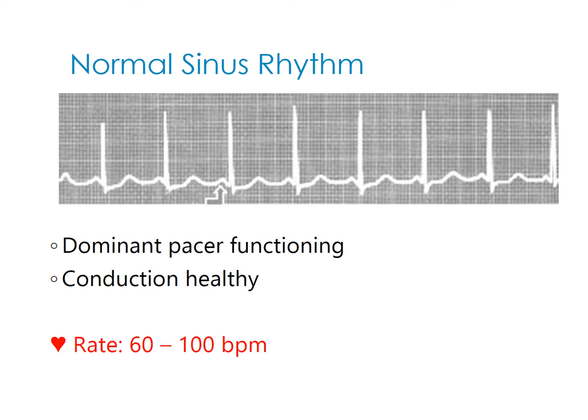So again, we're looking for a P wave before every QRS. Each P wave, PR interval, is 0.20 or less. Each QRS is 0.12 or less. And that is your sinus rhythm.